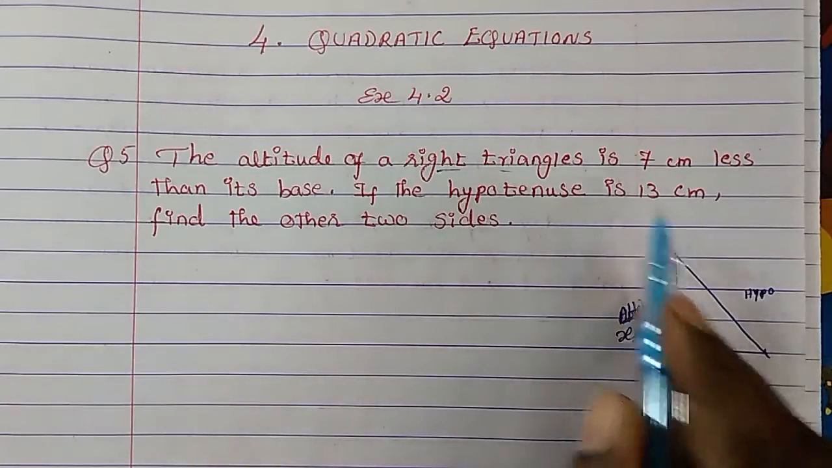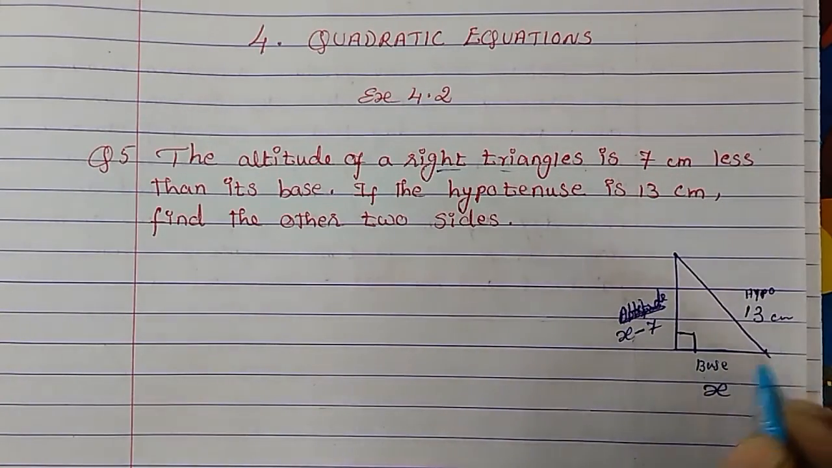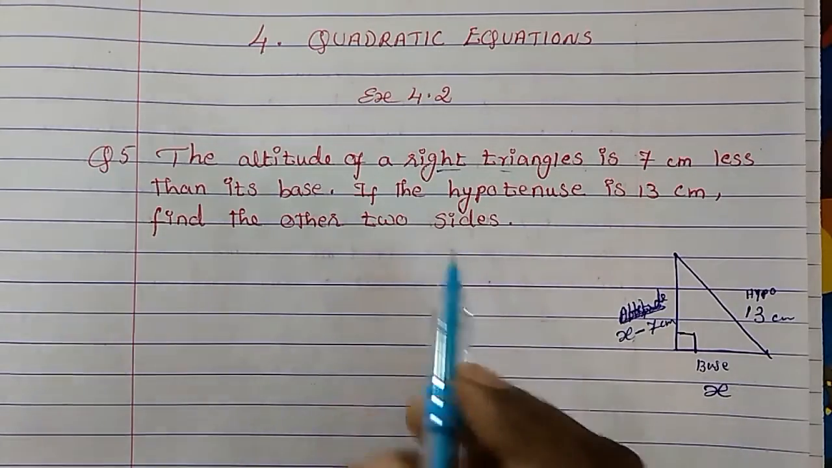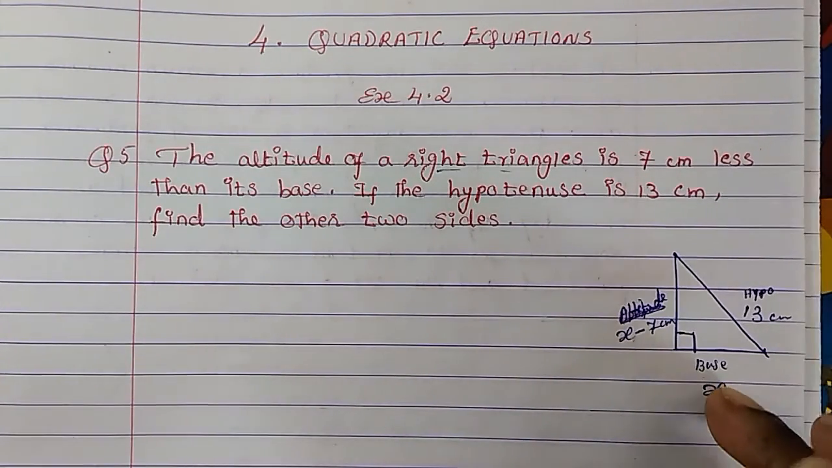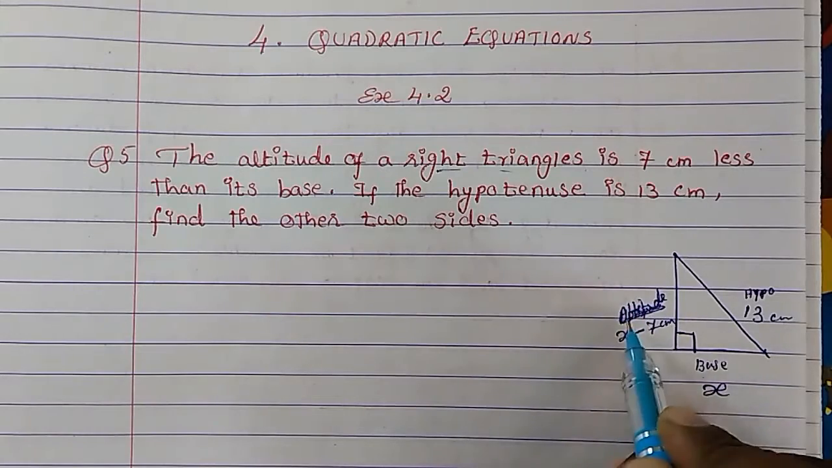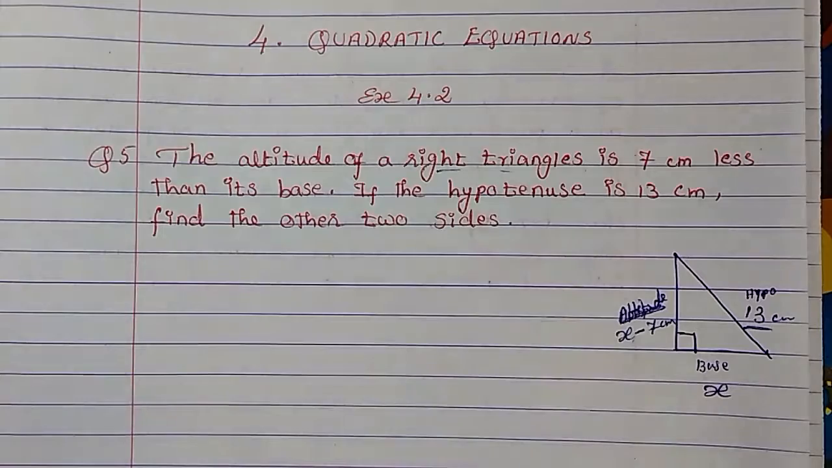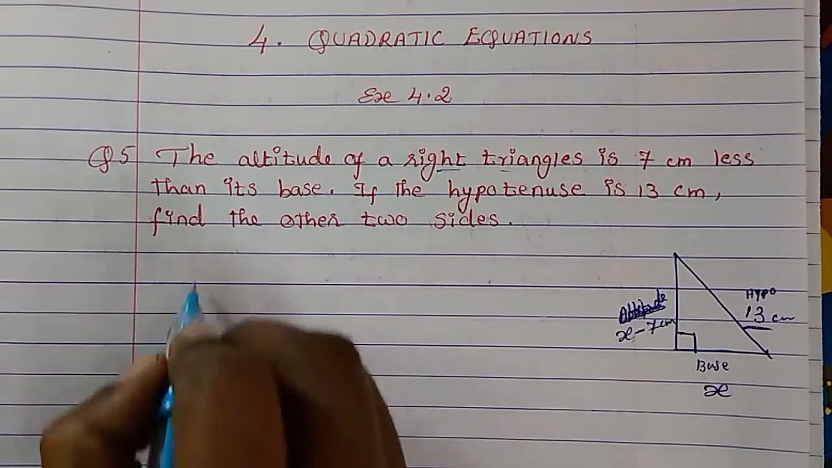Then hypotenuse is how much? 13 centimeters. Okay, so now we have to find the other two sides. That means we have to find out the base, then we have to find out the altitude. Only the hypotenuse we know correctly, it is 13 centimeters. So let's write down whatever information we have.